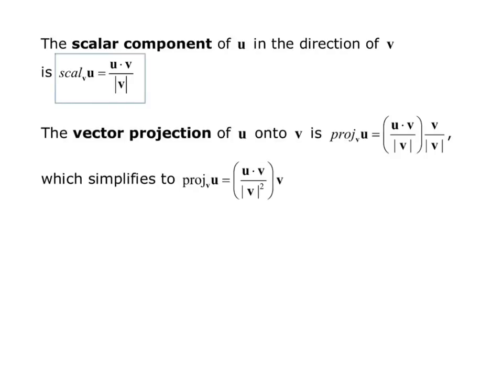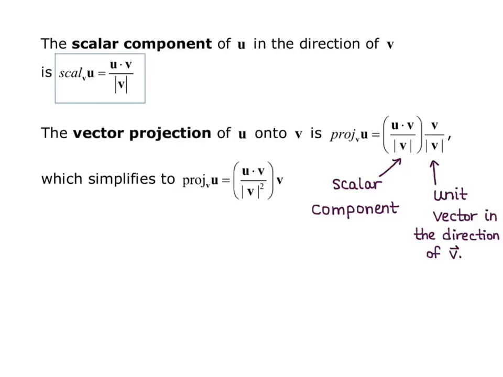The vector projection of u onto v is proj subscript v regular script u, so the projection of u onto v, and it's equal to u dot v divided by the magnitude of v, so that scalar component, the length, times v divided by the magnitude of v. So you're taking the scalar component, the length of it, and you're multiplying by the unit vector in the direction of v.